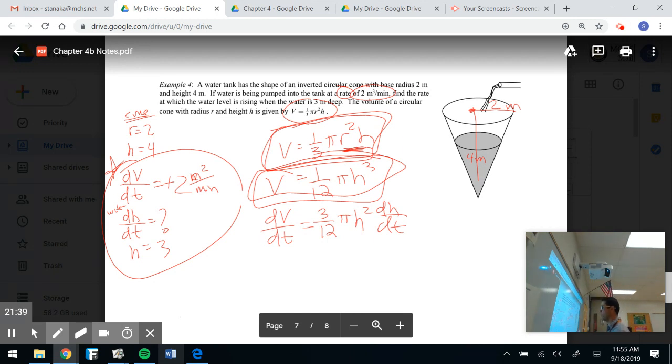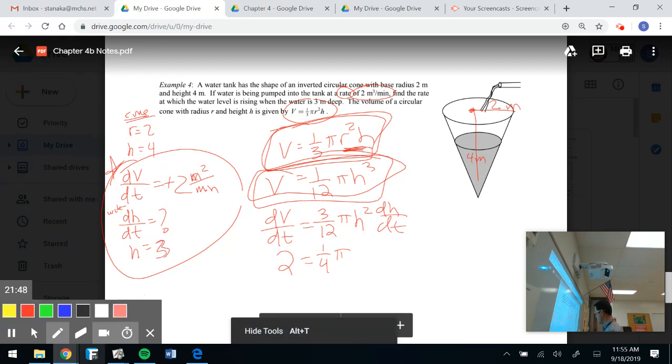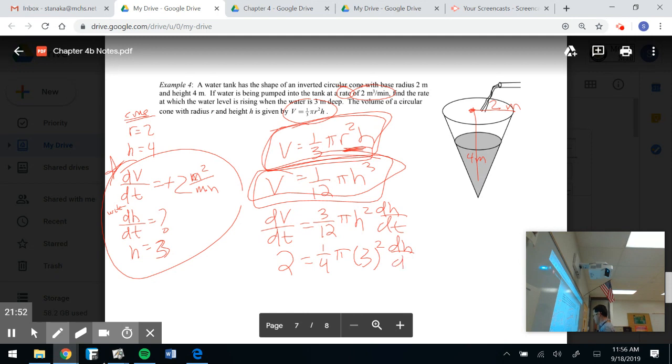Okay, now I'm allowed to plug things in, though. That's a 2. That's a 1/4 pi h. What is h? Oh, I can use that now because it's the moment in question. I found the derivative. That's 3 squared dh/dt. And then, believe it or not, I'm done. Okay, so let's go ahead and simplify. What would I get? I would get 2 equals, what would that be? That'd be 9/4 pi dh/dt. Okay, get dh/dt by itself, and I get an answer of what would it be?